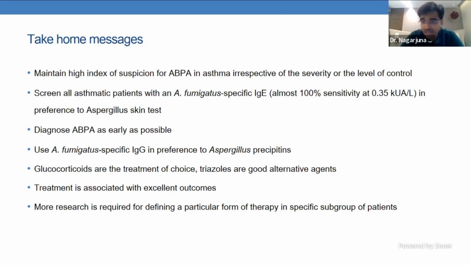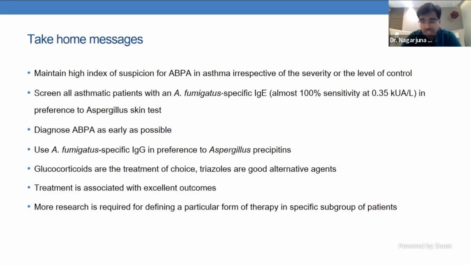So it's very important to always suspect ABPA. Ideal is to screen every asthmatic. If it is not possible, screen all uncontrolled asthmatics for ABPA. Screening test for ABPA is Aspergillus fumigatus specific IgE. If you don't have it, you can use serum total IgE as a screening test. The earlier you diagnose, the better it is, because you can halt the progression of ABPA.